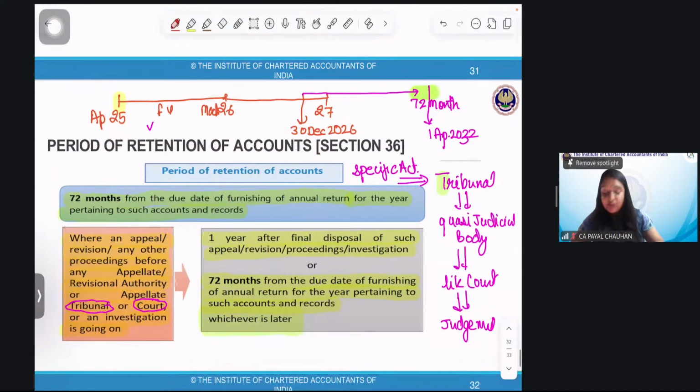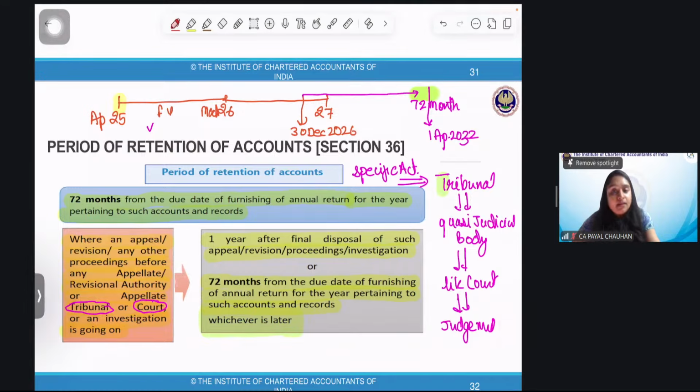No, we have one more thing. The books of accounts are to be maintained for 72 months from the year of maintenance. True or false? From the end of the year of maintenance. 36, Ashlesha. Very good. No, Ashlesha, it's not true. It's not from the end of the year of maintenance. Rather, yes, it is 72 months from the date when you file your annual return. Yes, when you file your annual return.